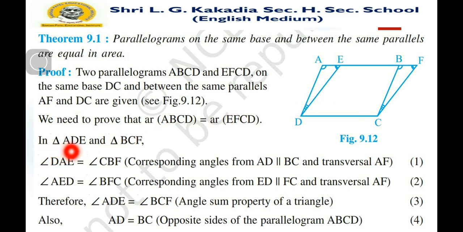In triangle ADE and triangle BCF, angle DAE is equal to angle CBF. Why? Because these two angles, angle A and angle B, are corresponding angles from AD parallel to BC. Here AD is parallel to BC as ABCD is a parallelogram. So here AF will be a transversal.